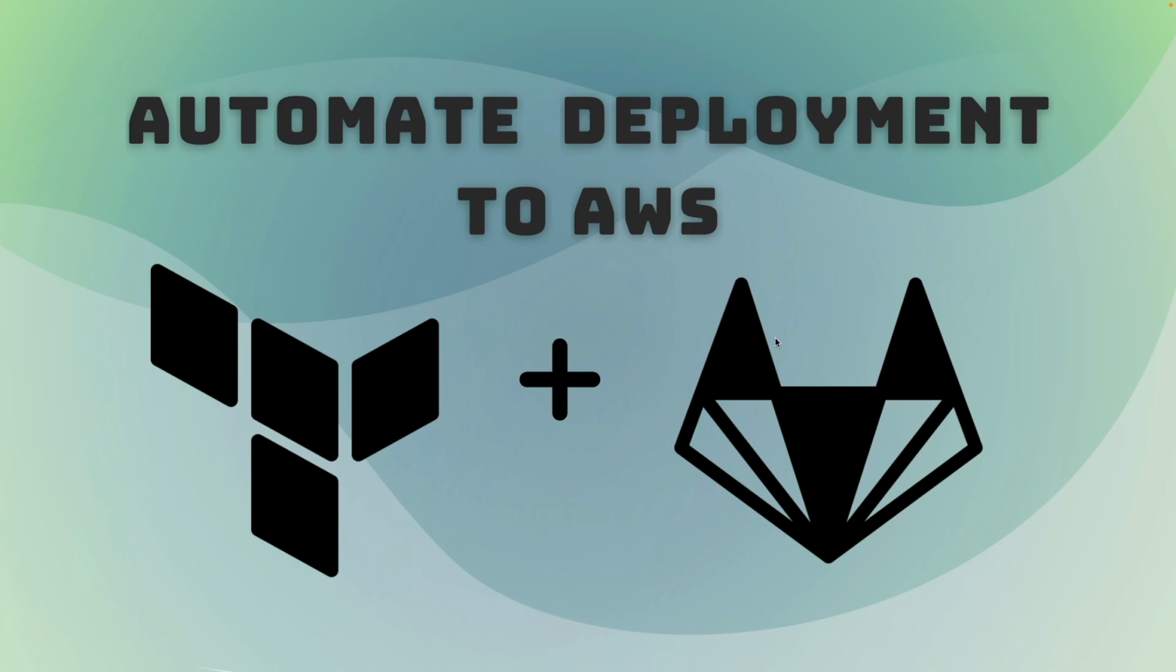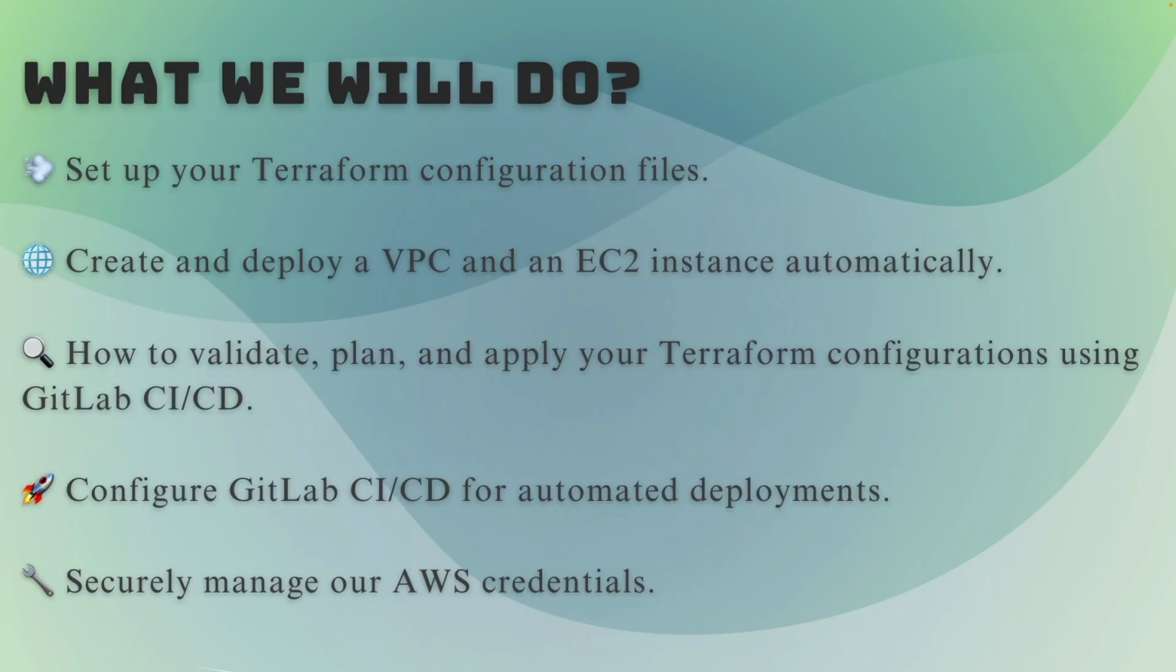Hello everyone, in this video we will look at how we can automate deployment to AWS using Terraform and GitLab CI/CD. And these are all of the things that we are going to cover in this video. First, we will start by setting up our Terraform configuration files. Then we will configure the GitLab CI/CD.